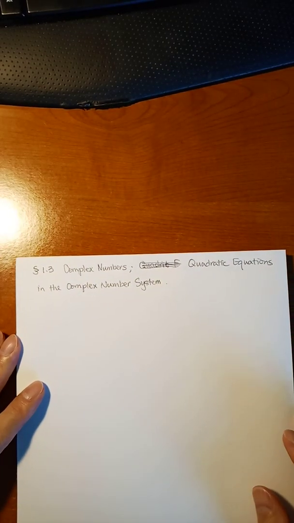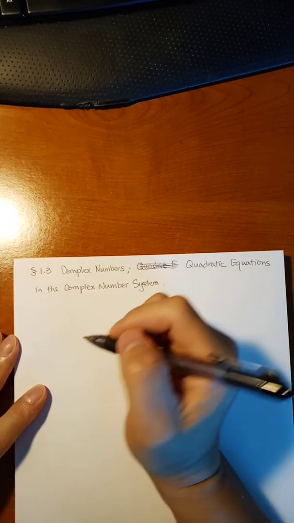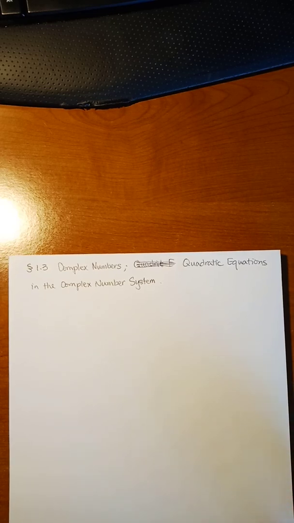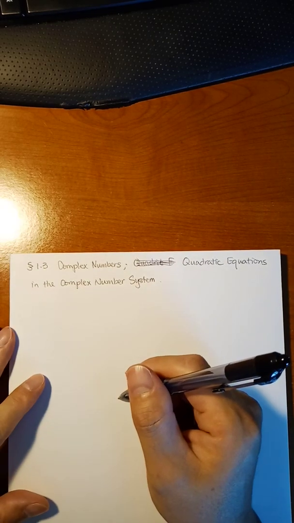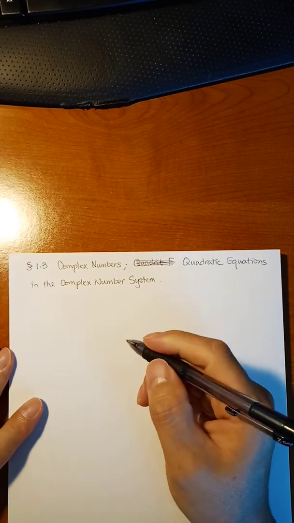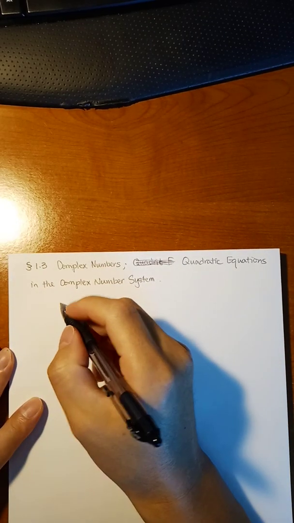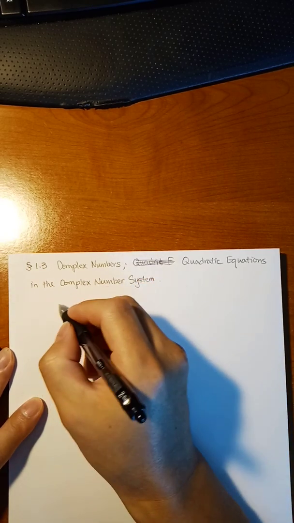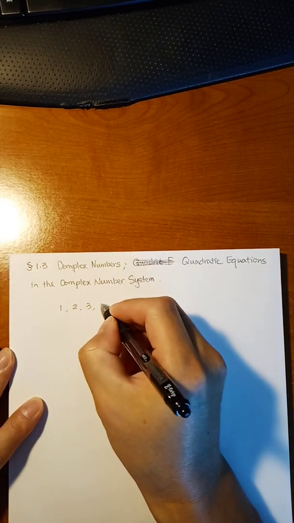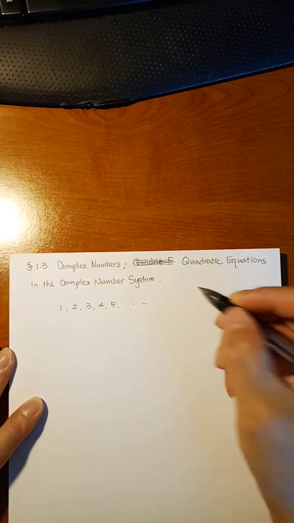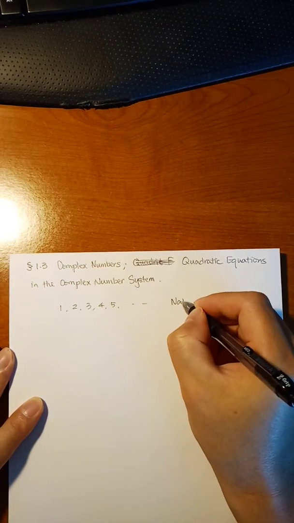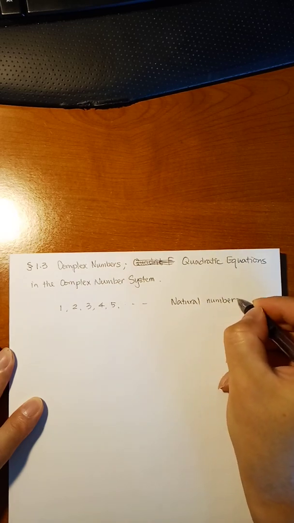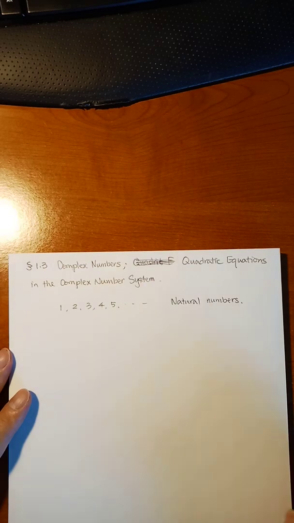Okay, let's see how we understand the stuff. Originally we study numbers. We have 1, 2, 3, 4, 5, and so on. We have natural numbers.